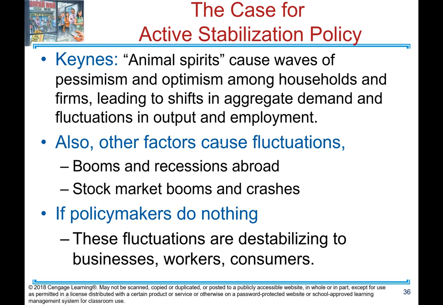Also, other factors that would cause these fluctuations are booms and recessions abroad, stock market booms and crashes. If policymakers do nothing, these fluctuations are destabilizing to businesses, workers, and consumers. So Keynes was making a case for active stabilization policy.